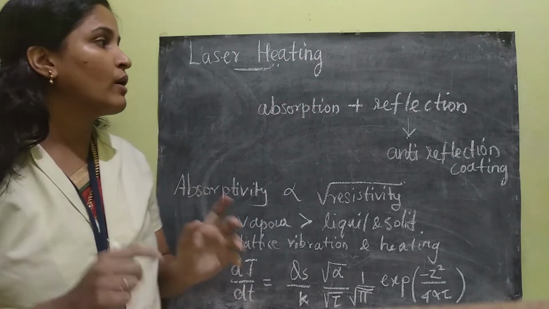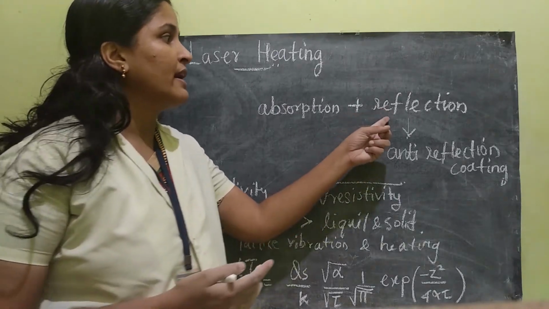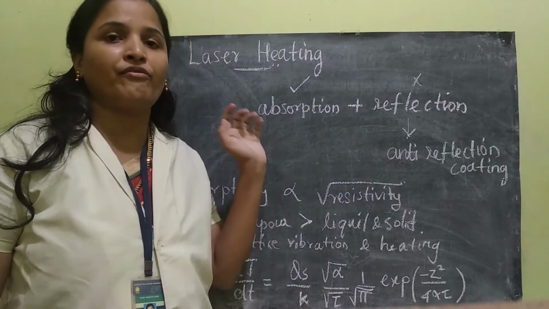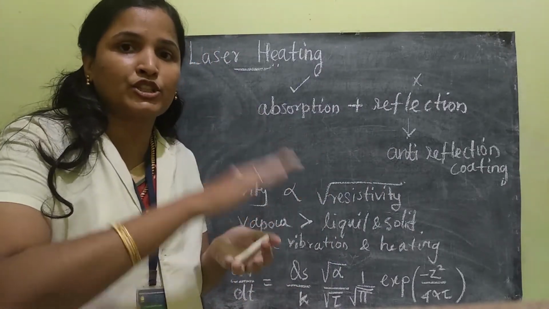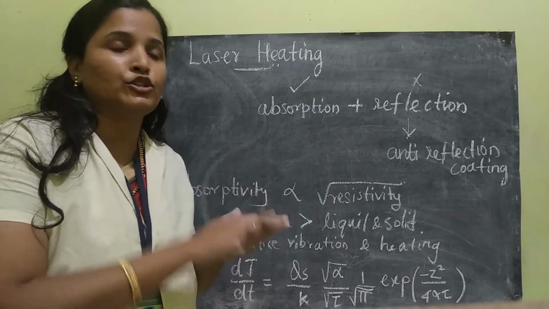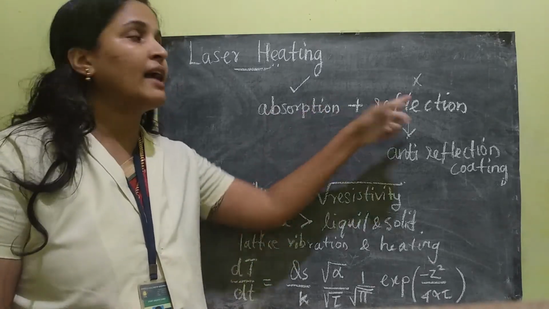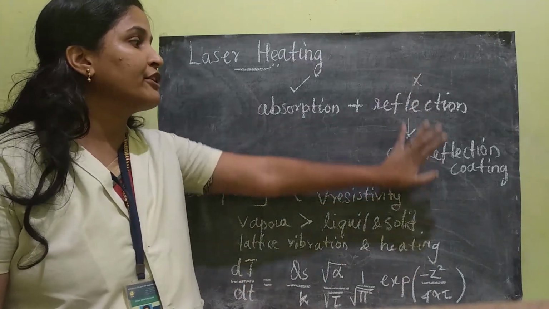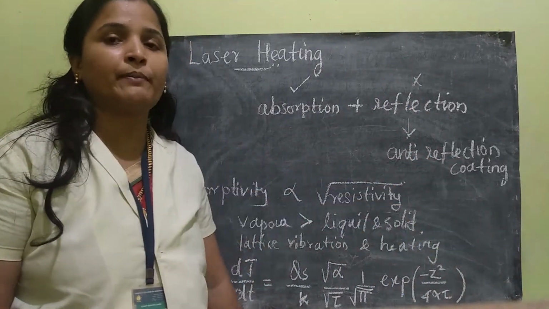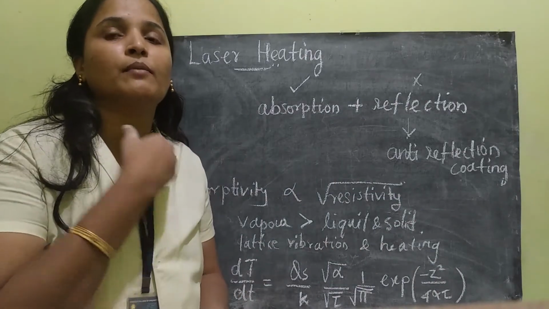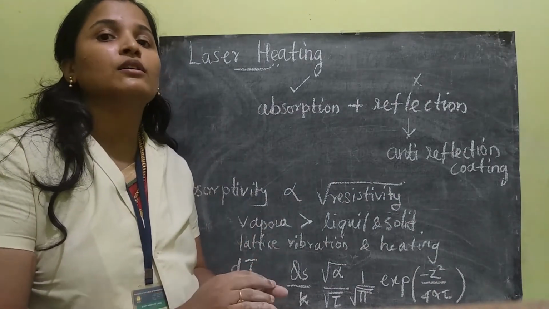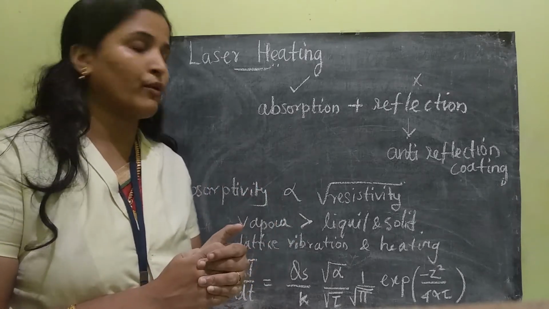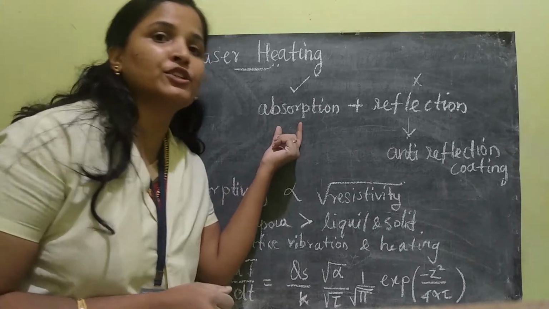Our ultimate aim is to reduce the reflection and increase the absorption of the material. If heating is to be achieved on the material, it should have high absorption and the reflection should be reduced. For that we use an anti-reflection coating material, coated over the material, after which the reflection will be reduced.